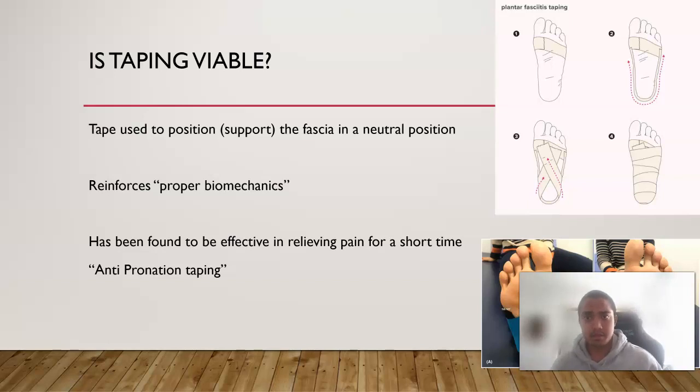Taping is another option. I've seen this used to get players back on the field. Kind of acts like a little support to put the fascia back into a neutral where it's not too tight, but you can still use it. And in our setting, our football player, we have taped him, and he did find relief in the moment before he left, and he said it did help when he went to practice that day, but in his follow-up appointment, it was still hurting.